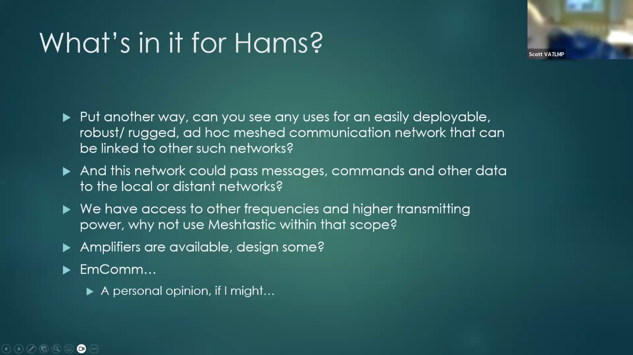I'm getting to the end, so here's my challenge to the group. Put another way, can you see any uses for an easily deployable, robust, rugged, ad hoc mesh network communication network that can be linked to other such networks? And this network could pass not just messages, but commands and other data to the local or distant networks. You know, we have access to other frequencies and higher transmitting power. Why not use Meshtastic within that scope? There are amplifiers available. There are LoRa amplifiers available for the 915 and the 433. We could look at them.